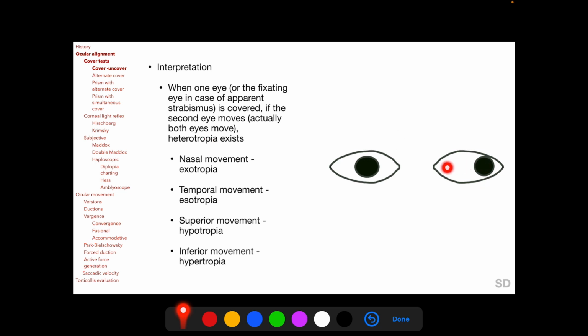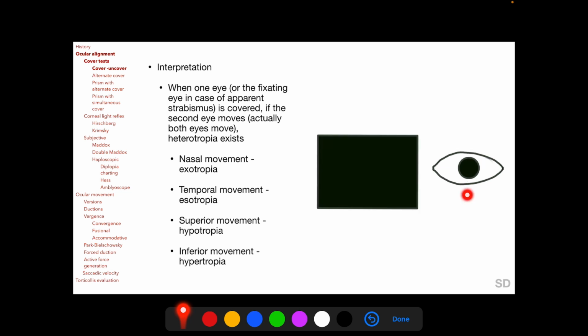If the second eye moves nasally, then the deviation is exotropia. If the second eye moves temporally, then the deviation is esotropia. If the second eye moves superiorly, then the deviation is hypotropia, and if the second eye moves inferiorly, then the deviation is hypertropia. This diagram represents the situation in a patient with left eye exotropia. So when the right eye is covered, the left eye moves nasally, denoting exotropia.